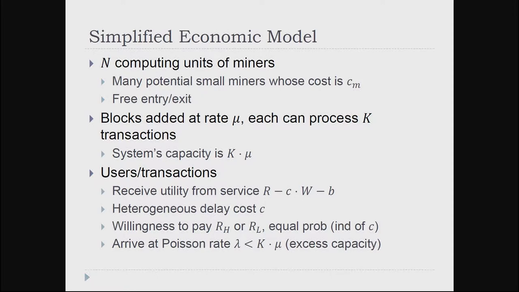This is the full description of everything we need on the service side, on the provider side. On the user side, I'm going to assume that I have users that come in. Each user receives some utility, which is R minus C times W minus B. R is how much value I have from using this payment system. And that may be heterogeneous between users, because some user may want to buy something on the dark web, and I don't really have any alternative. Either I buy with Bitcoin or I don't buy at all. So the value of being able to process transactions is really high. And some users want to buy coffee at a coffee shop, and they can alternatively pay with a credit card. So the value from having the Bitcoin network process the transaction is pretty low.